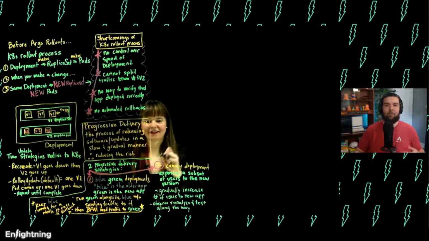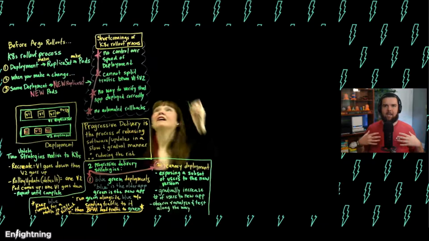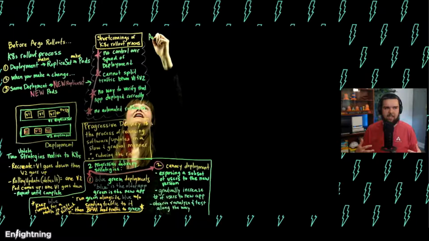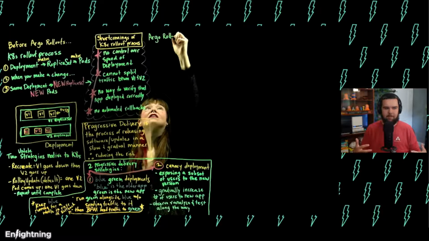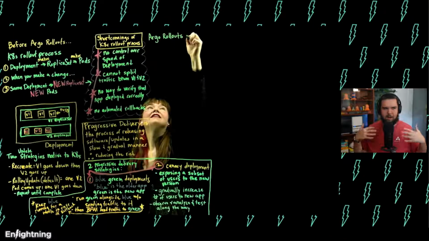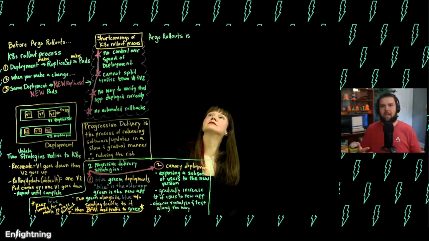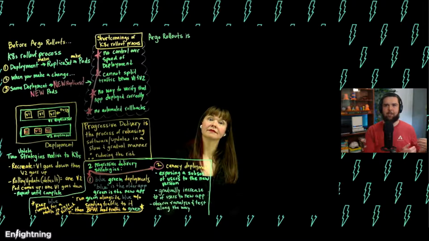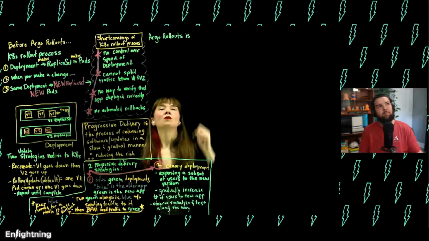Argo Rollouts is a controller that runs in Kubernetes and a set of CRDs which introduce these advanced deployment capabilities, the progressive delivery strategies like blue-green and canary, to Kubernetes. So all of the functionality that we've talked about that progressive delivery provides, Argo Rollouts is the controller and set of CRDs that implements progressive delivery into Kubernetes.